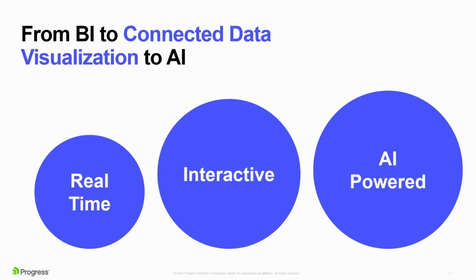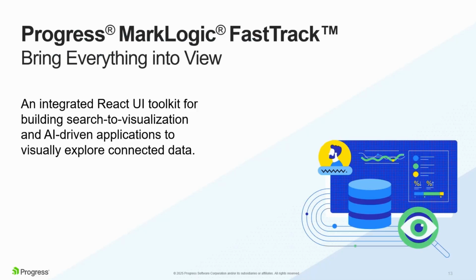BI tools in general aren't that great. They're good for historical reporting or trending, but they only give you a single view or single metric view of what's coming. So what Progress has put together is MarkLogic FastTrack.